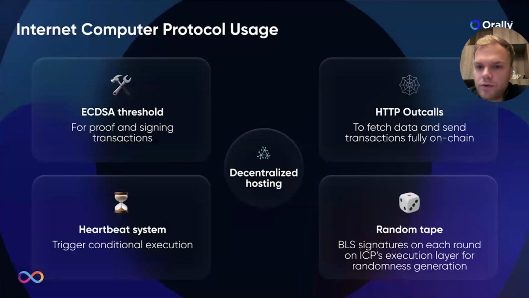We utilize such powerful features of ICP. Without those features, our product couldn't be up and running in a fully decentralized manner. It's ECDSA threshold. We utilize that for providing proofs of validity of data, that exactly our canister signed some data. Also for signing a transaction and sending it to EVM chains. HTTP outcalls help us to fetch data from different data sources and to send different transactions to RPC providers, to EVM chains. Also the heartbeat system makes possible our automation tool, when we send different transactions on some condition or frequency basis. And the random tape mechanism could help us to provide randomness on chain.